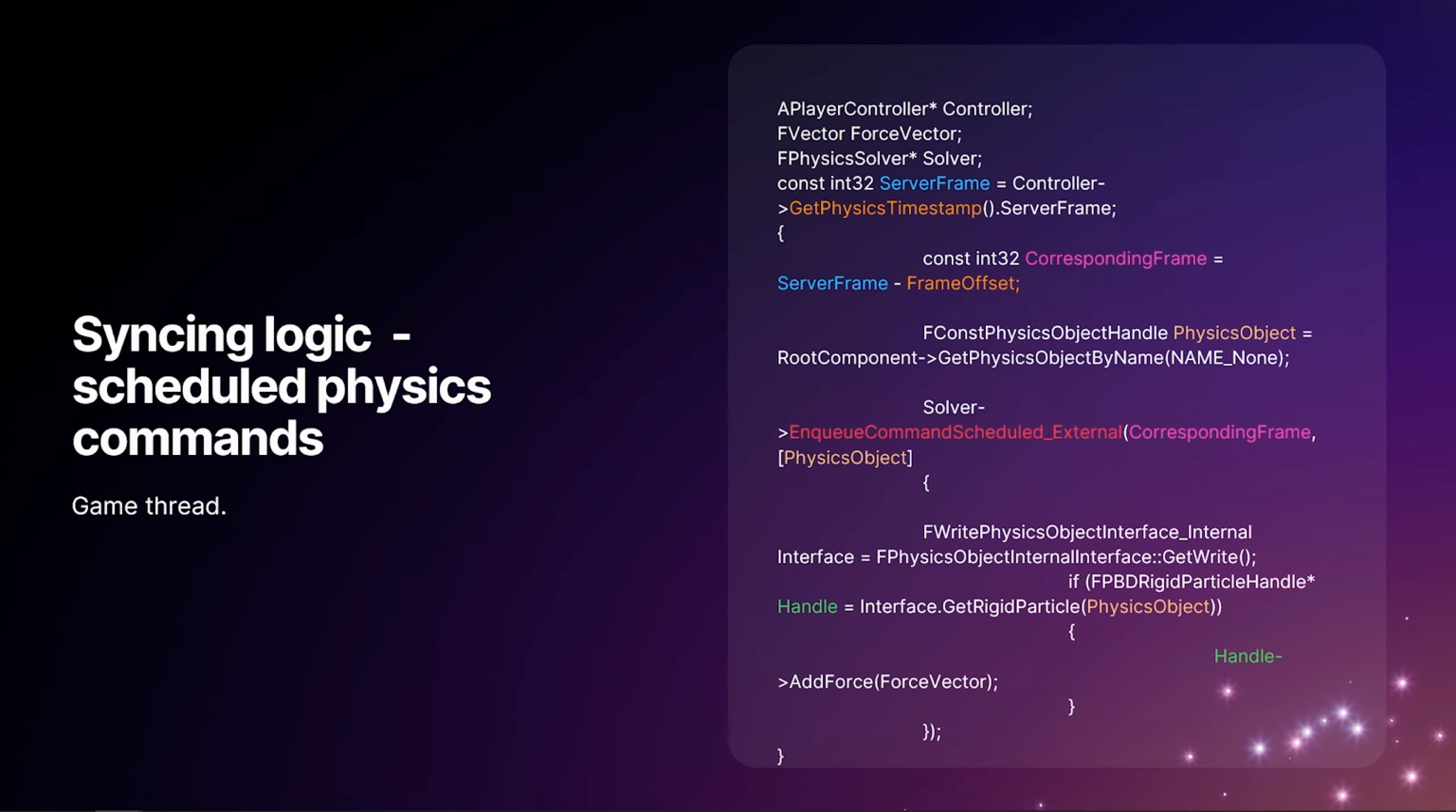The next one is scheduled physics commands. And this logic is running on the game thread. So the decision to do something is done on the game thread. It's not really recommended to run your game on this, but it's a solution to make decisions on the game thread that affects physics and work in resimulation.